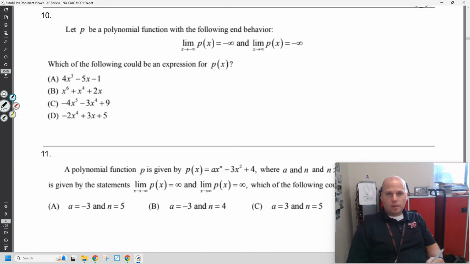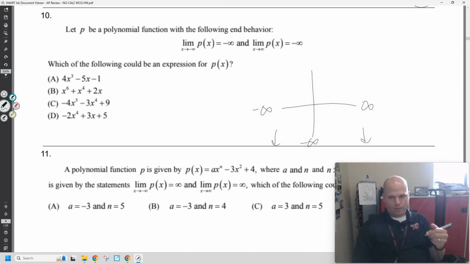Okay, I'm given the limit statements that if I go towards negative infinity, I'm going to be down towards negative infinity. If I go towards positive infinity, I'm going to be going that way. So I'm looking for an even degree power with a negative leading coefficient. Be careful, things might be ordered not from biggest to least. I can see these are cubed first, 6, 4, 1, 5, 4, 4, 1. So this negative x to the fourth would have that end behavior.